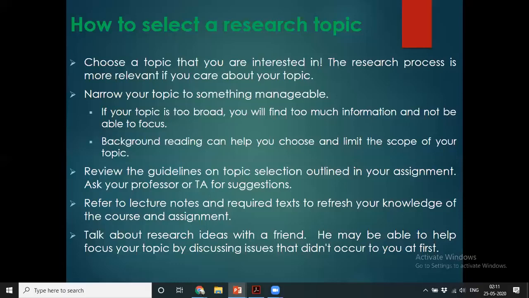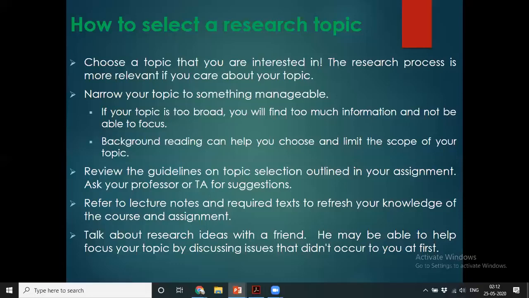Now the first step of the selection of the topic is to choose a topic that you are interested in, and the research process is more relevant if you care about your topic. Definitely, if you have an interest, you will get enough motivation while carrying out your research work. If you choose a topic which is out of your area of interest, the basics will not be clear to you, and you will not be motivated enough to work in that area. So first and foremost, you have to choose the topic from your area of interest.